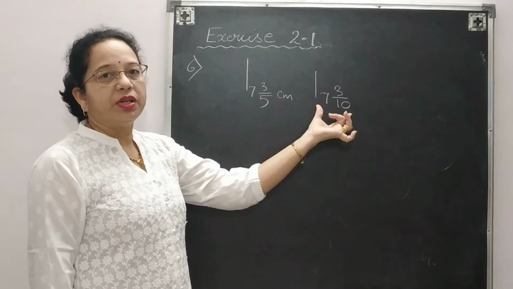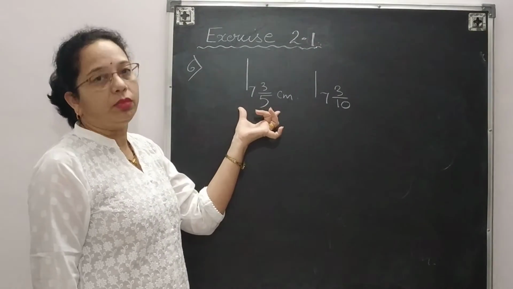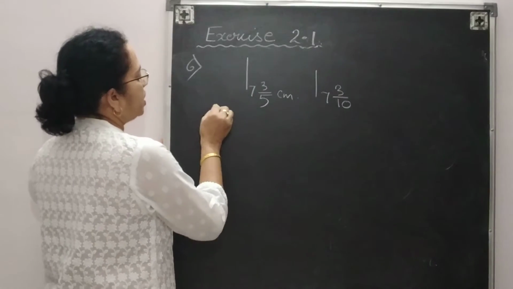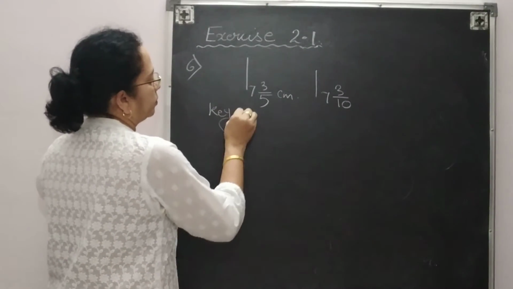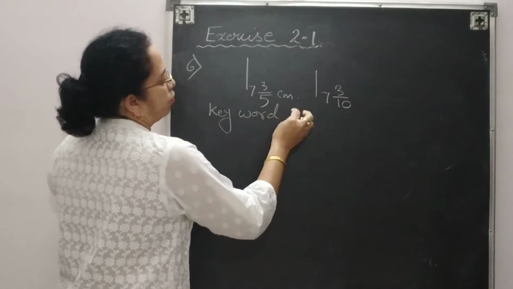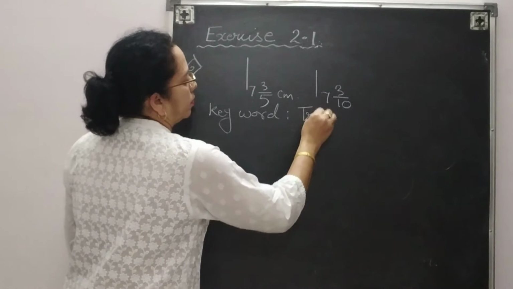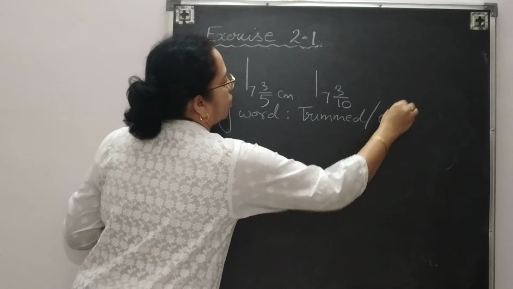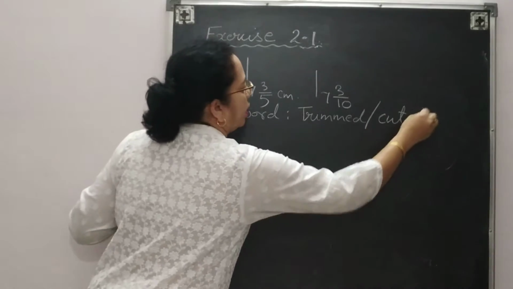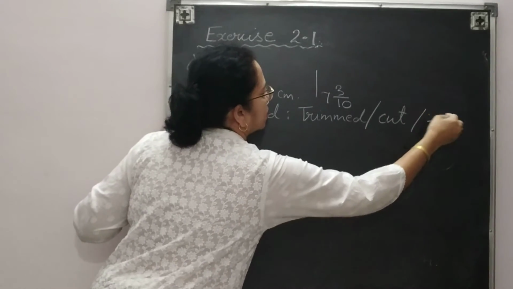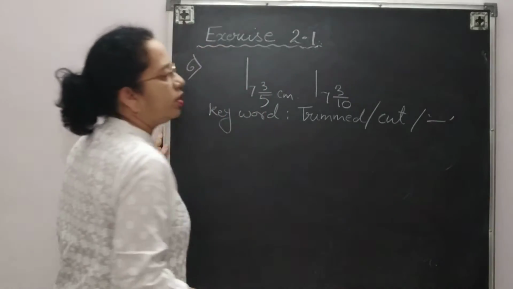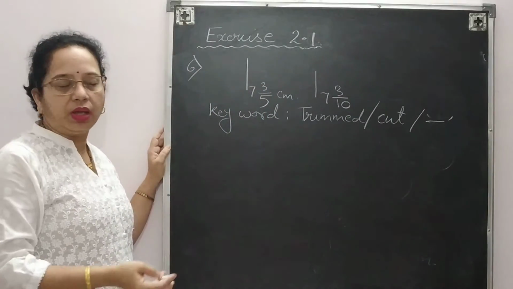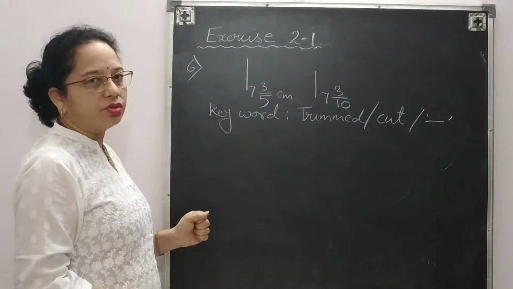So the width of the frame is smaller, so we need to trim. So here your keyword is given: trimmed. So what is the meaning of trimmed over here? Trimmed means we need to cut, and we need to cut means you are supposed to do subtraction. Extra width you need to subtract. Okay. So this is the way we have understood the question.